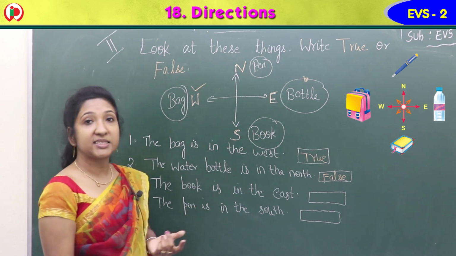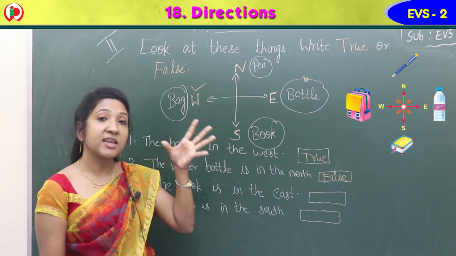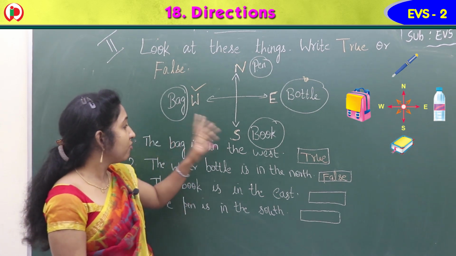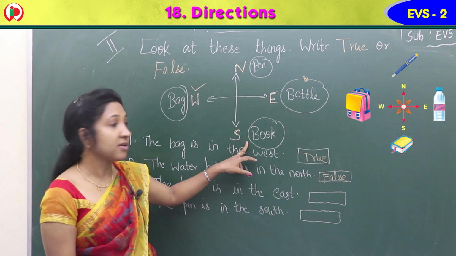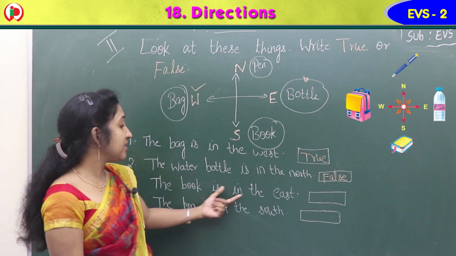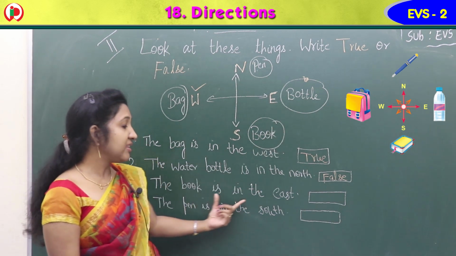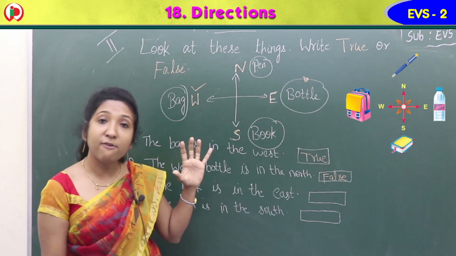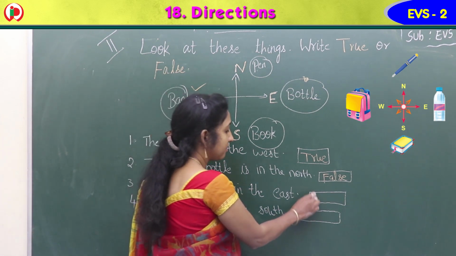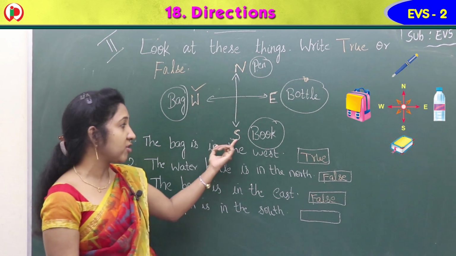Now coming to the third one. The book is in the east. Now see the image. See the direction and the image in each direction, and check where is the book. Book, where is it? South direction, isn't it? South direction they marked the image of the book. So here they are telling the book is in the east. In the east we can see a bottle, not a book. So the statement is wrong. The answer is false. F-A-L-S-E, false. Because book is not in the east direction, it is in the south, right?